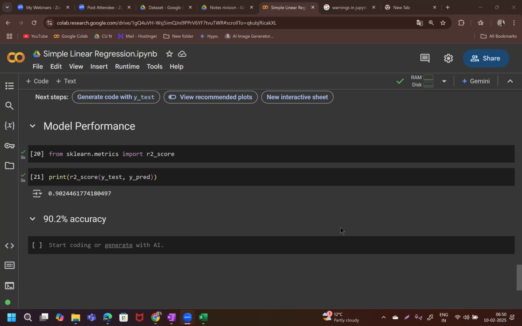Can I ask a question, sir? Yes, tell me. We had 90.2% accuracy. Can we increase our training data, make it about 85 or 90, and then test with 10%? Would that change the accuracy? Yes, definitely it will change. Of course, 100%.